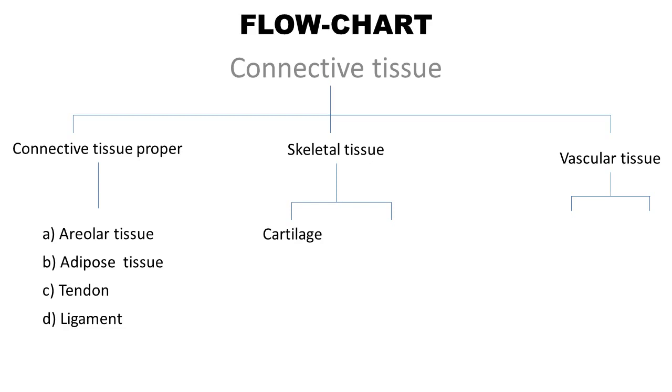Similarly, if the matrix is very hard, it comes into the category of skeletal tissue, and that tissue includes cartilage and bone. Again, based on the type of matrix which is fluid in nature, we call them vascular tissue, which consists of blood and lymph. In this way, we can categorize the connective tissues into different types depending upon the nature of the matrix.